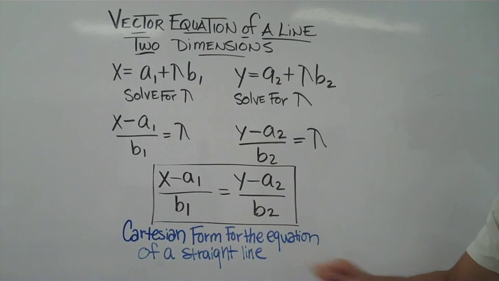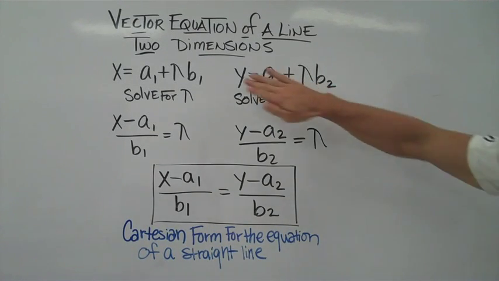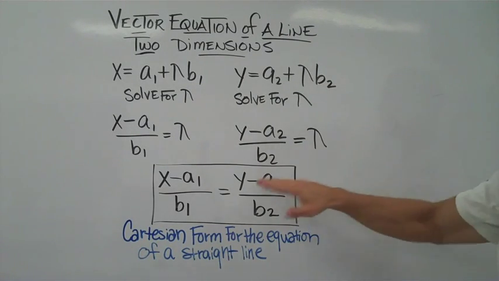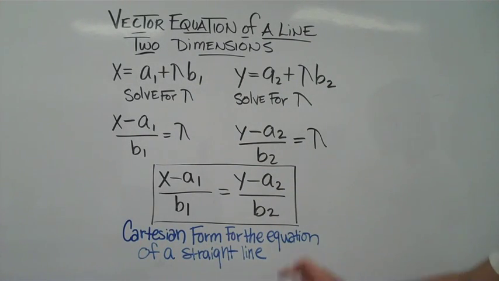And this is called the Cartesian form for the equation of a straight line. Yes, do you have to memorize this? No, just think it through. You know how you got here because we started with r is equal to a plus lambda b. R is equal to a plus lambda b led us to split this up, and then that led us to solve for lambda. Solving for lambda will bring us to the Cartesian promised land.